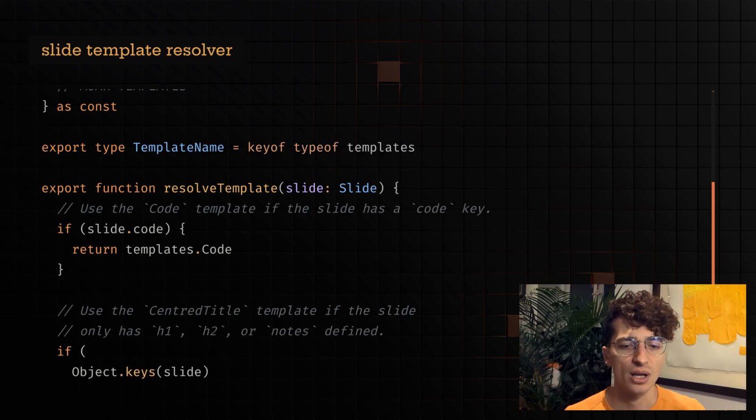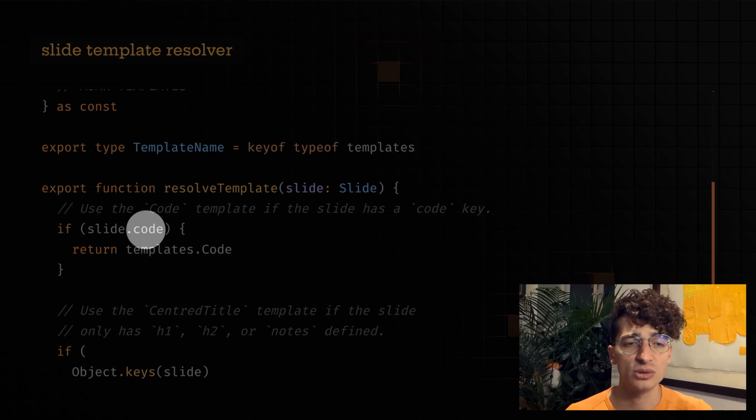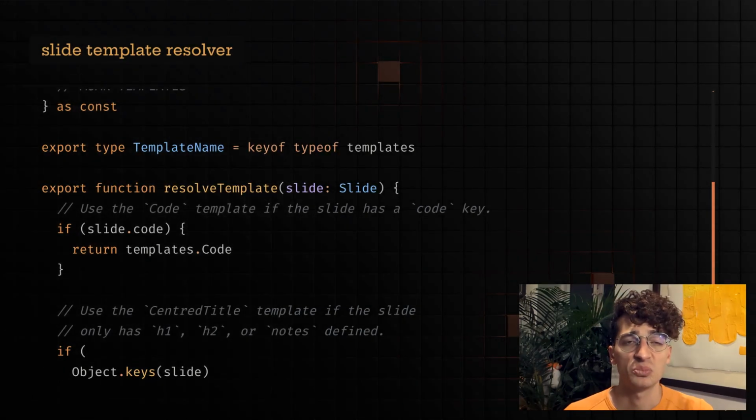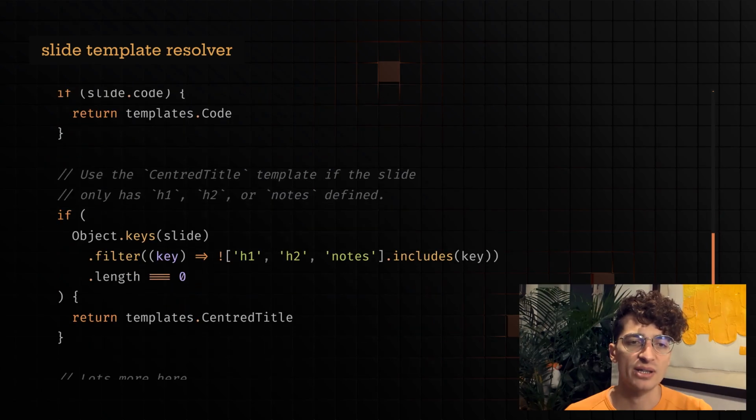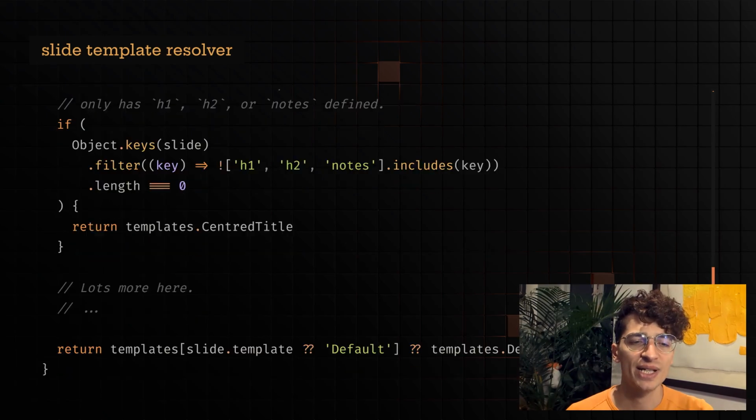So in this case, if we have a slide with a code key, we're going to obviously pick the code template. In the case of slides that only have an H1 or an H2 and no other content, we're going to display them as a center title. And you can add as many variations and as many templates as you want in here. And there's always a fallback default template if nothing quite fits the bill.